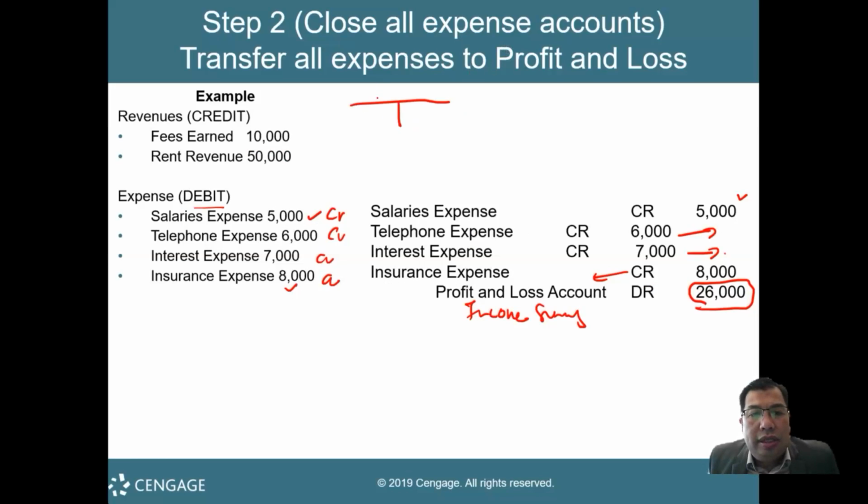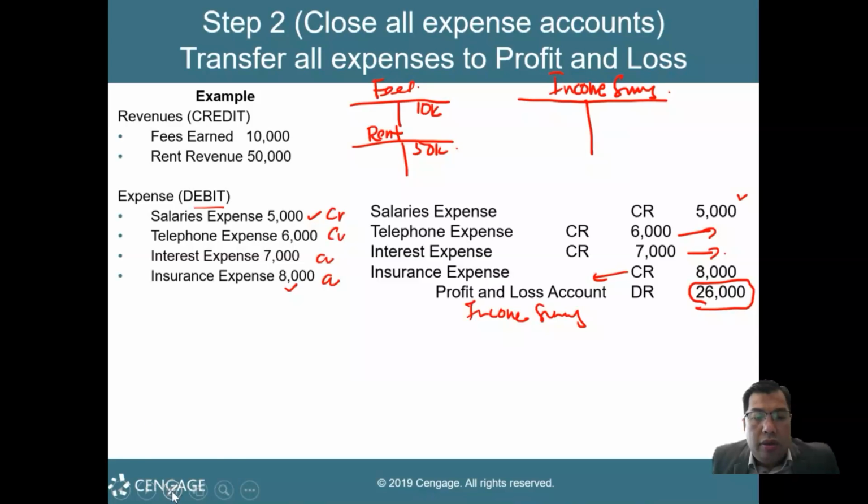This is your fees account, 10,000. This is your rent account, 50,000. And then you have one temporary account. I call it income summary. If you want to close this 10,000, you need to debit the amount 10,000 here. So which account are you going to credit? One debit, another account should be credit. So you're going to put here 10,000. So now we have a 0 balance.